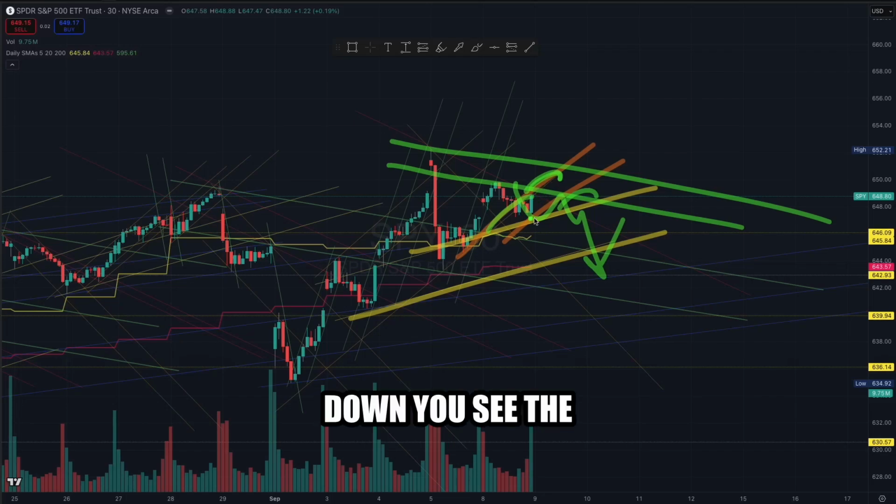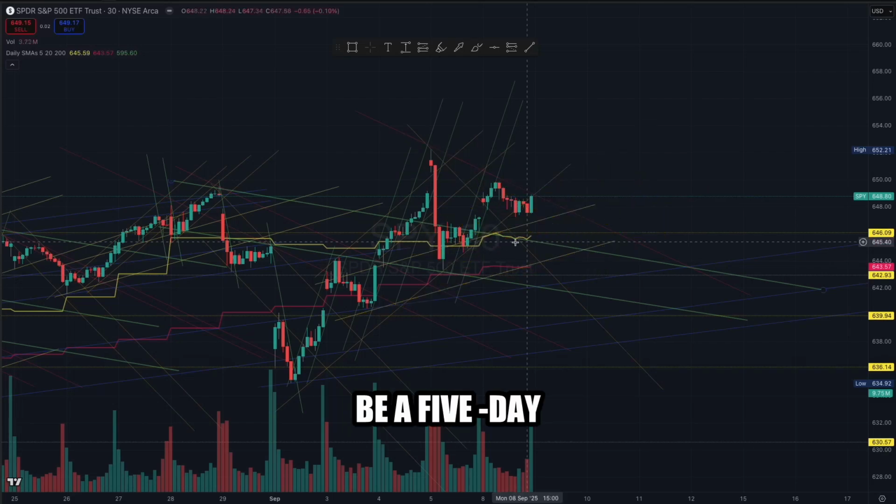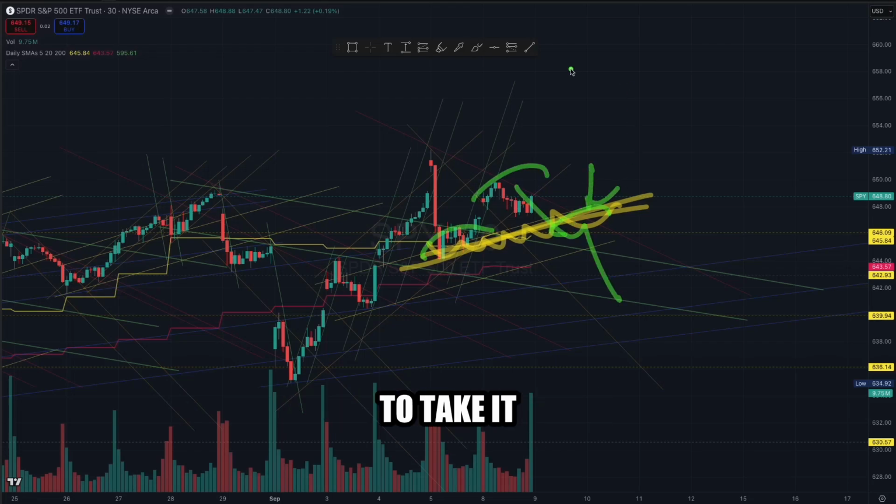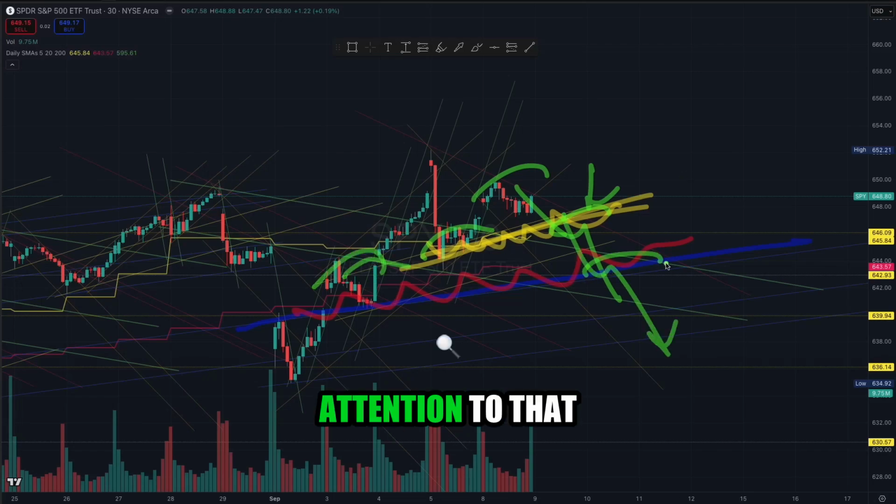If this wants to head down, you see the pockets of liquidity right here, especially where the 5-day moving average will be. Now, the 5-day moving average may start trending up together with this main yellow algorithm here. And this will be the main liquidity if the bears want to take it. This one more here, together with the blue algorithm. That will be where the 20-day moving average will be as well. So pay close attention to that.